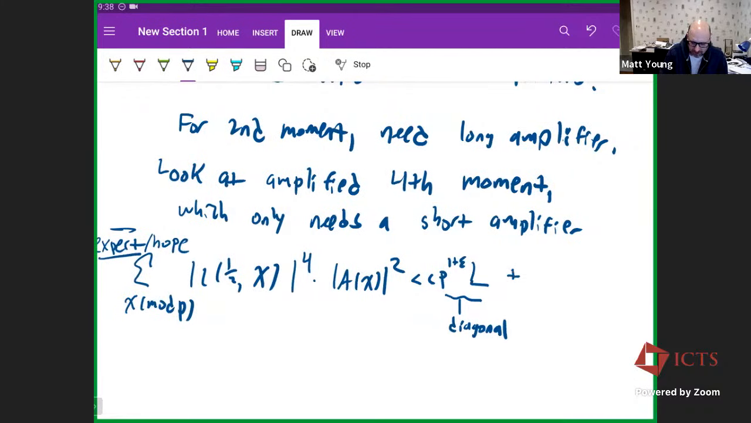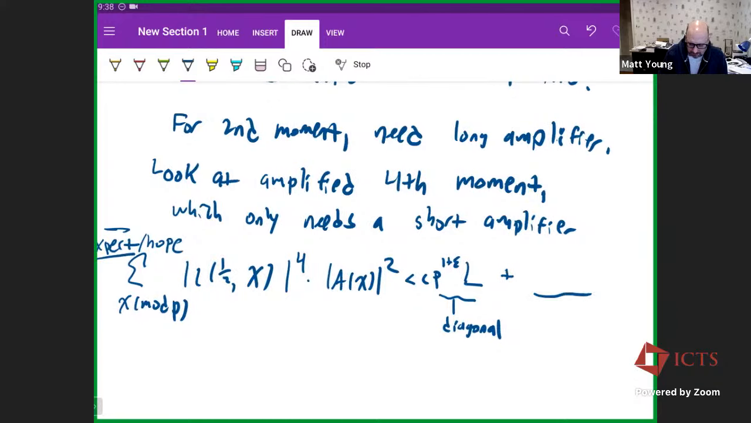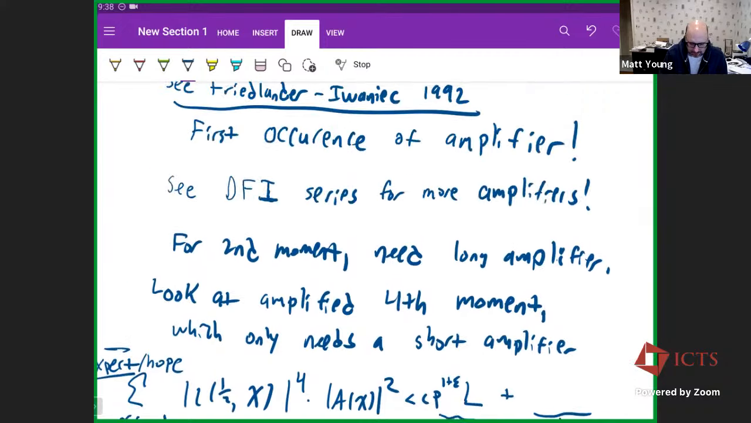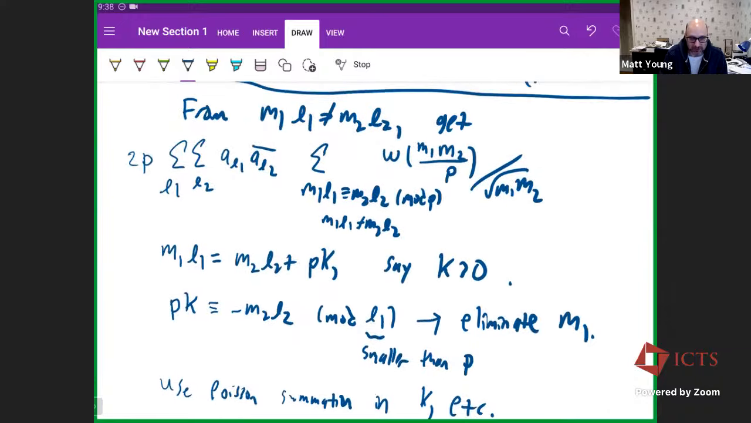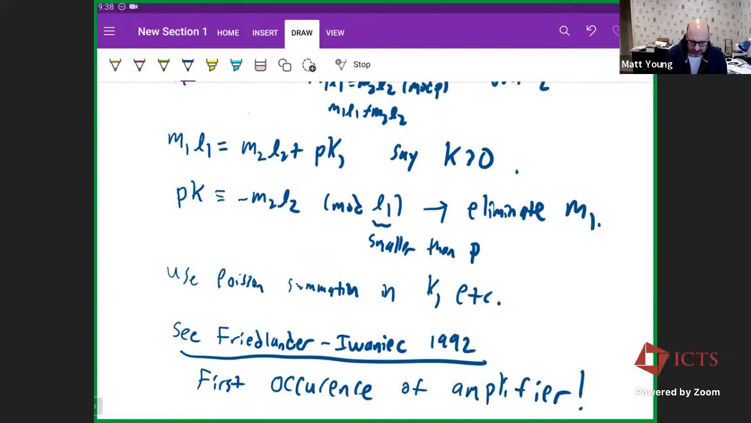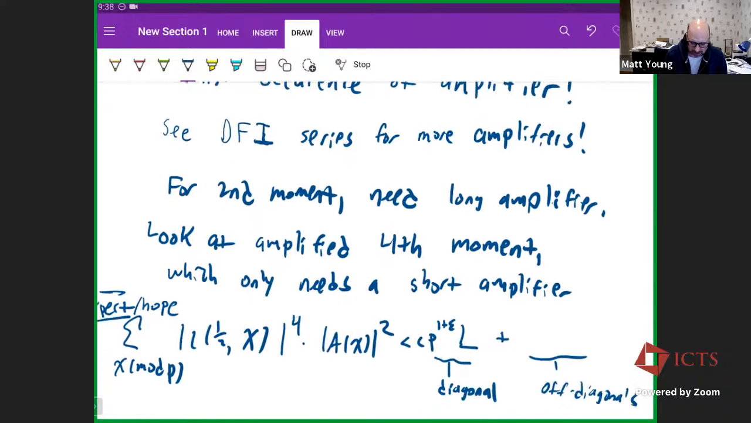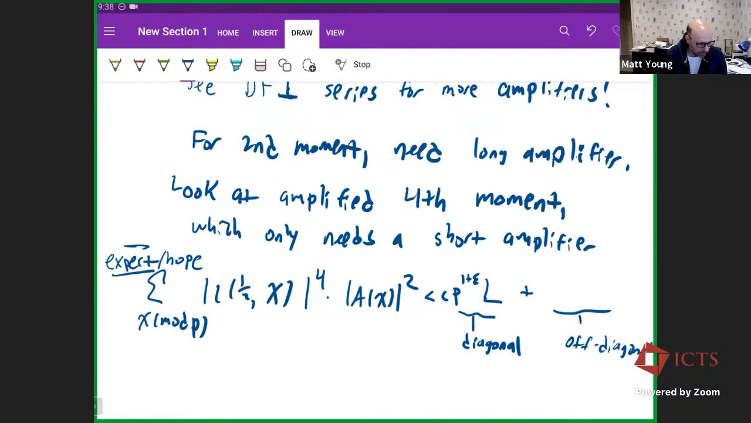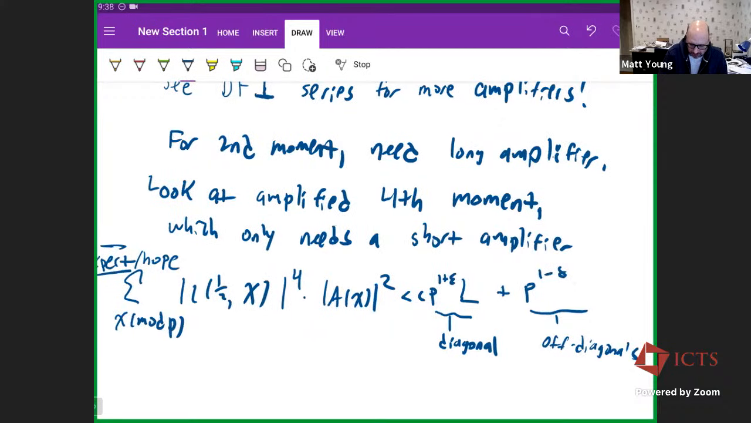And then for the off diagonals, this is the part that I didn't really talk about, but you can try to follow these moves that we mentioned earlier, and you solve these congruences using maybe a Poisson summation argument. What should you get? From the off diagonals, what you want is to save a power of p, but lose a power of L.